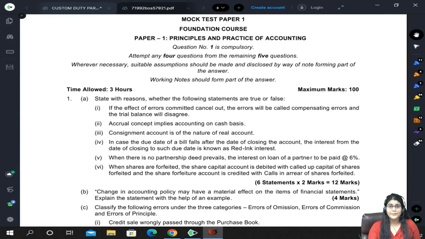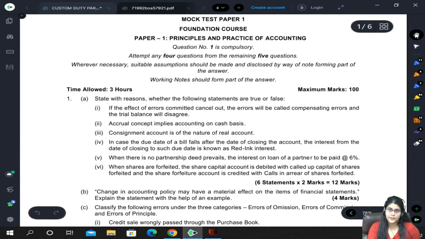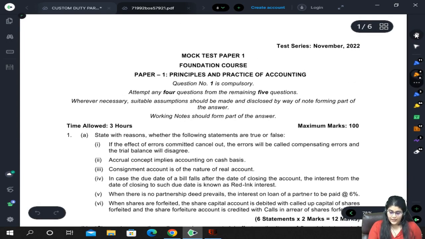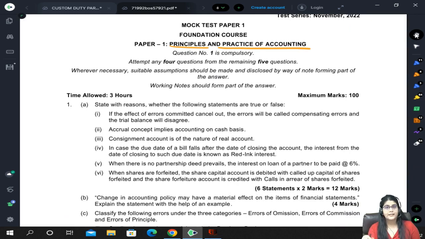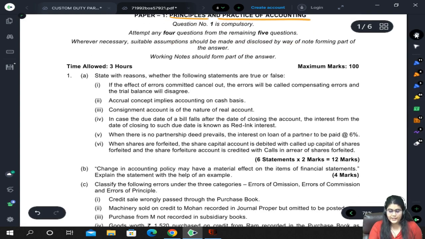In this video, we will be discussing the mock test paper issued by the Institute for the December 22 Foundation term for Principles and Practice of Accounting. As we all know, it's a 100 marks paper and it's completely subjective in the sense that it is not MCQ in nature. There are 6 questions. So let's start.